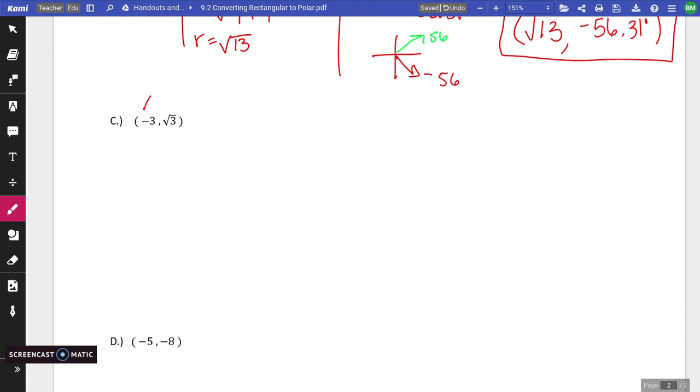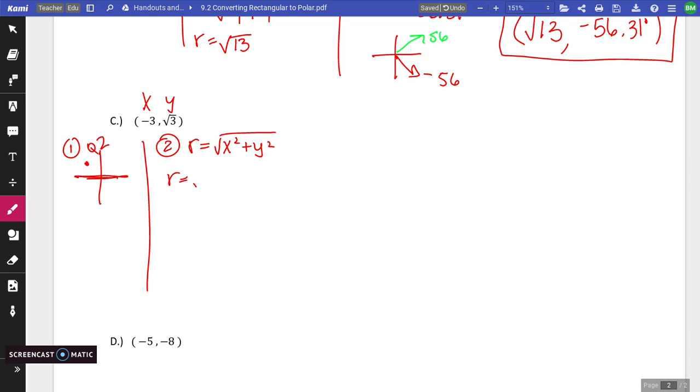So we have our x and y again, plotting this point. Again, who cares where it is exactly as long as we know the quadrant. So it's negative, positive. So negative is left, positive is up. So it's in quadrant 2. Now I'll solve for r. So r equals square root of x squared plus y squared. R equals square root of negative 3 squared plus root 3 squared.